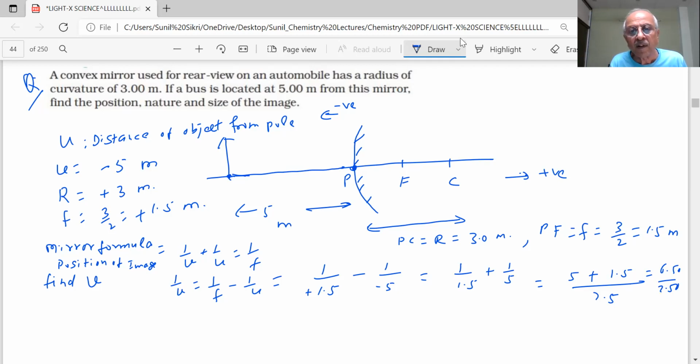So 1 by V is equal to, student, how much? What is the answer coming? 6.5 by 7.5, or V will be equal to 7.5 by 6.5. If you divide the two, what answer you will get? It will be 75 by 65, student.